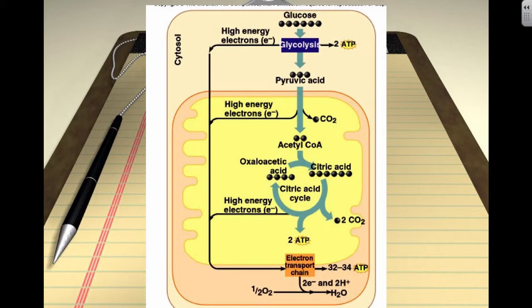So the glucose comes in, it goes through glycolysis, splits into 2 pyruvic acid. That pyruvic acid then goes into the mitochondria. CO2 comes out, that's one of the byproducts, and it makes acetyl CoA, and then that goes through the citric acid cycle, producing more CO2, more ATP. That goes through the electron transport chain, which eventually makes 32 to 34 ATP.